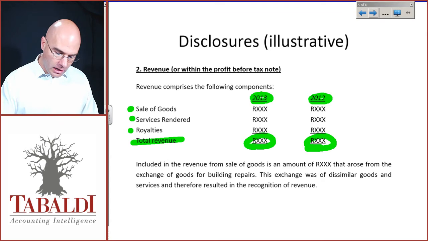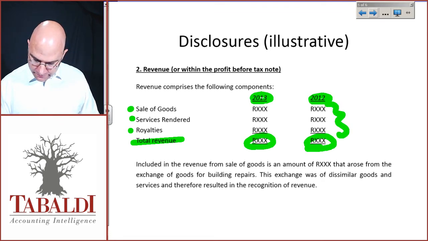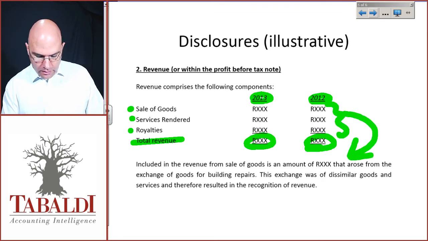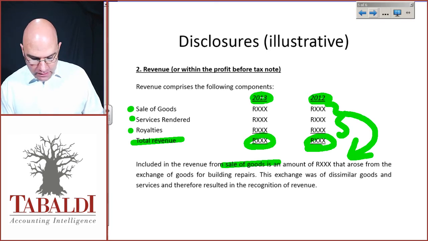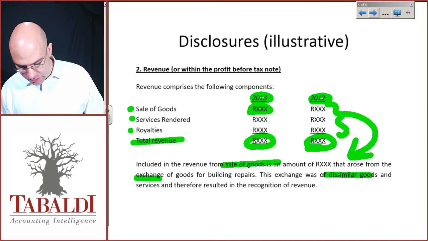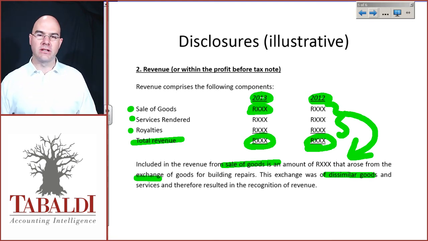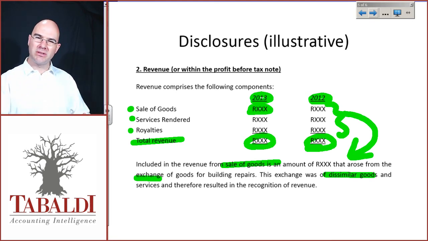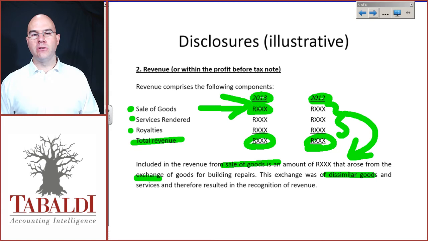Okay, and then I said within this amount, included in revenue from sale of goods, in this example, is an amount that arose from exchange of goods or services for building repairs. Okay, the exchange was of similar goods and therefore resulted in recognition of revenue. Okay, so you don't pull the figure out and remove it from revenue. You just tell the user within the revenue figure is an amount that resulted from exchange of dissimilar items.